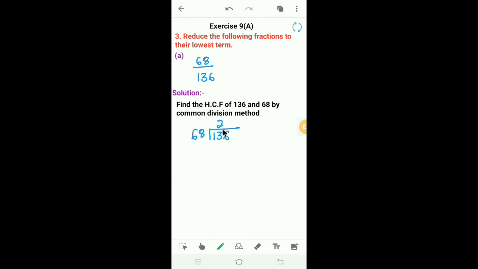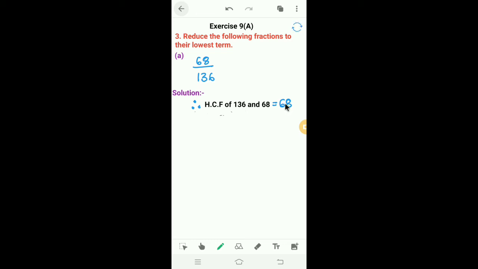68 into 136. 6 minus 6 is 0, 3 minus 3 is 0, 1 minus 1 is 0. So, HCF of 136 and 68 is 68. Therefore, HCF of 136 and 68 is 68.